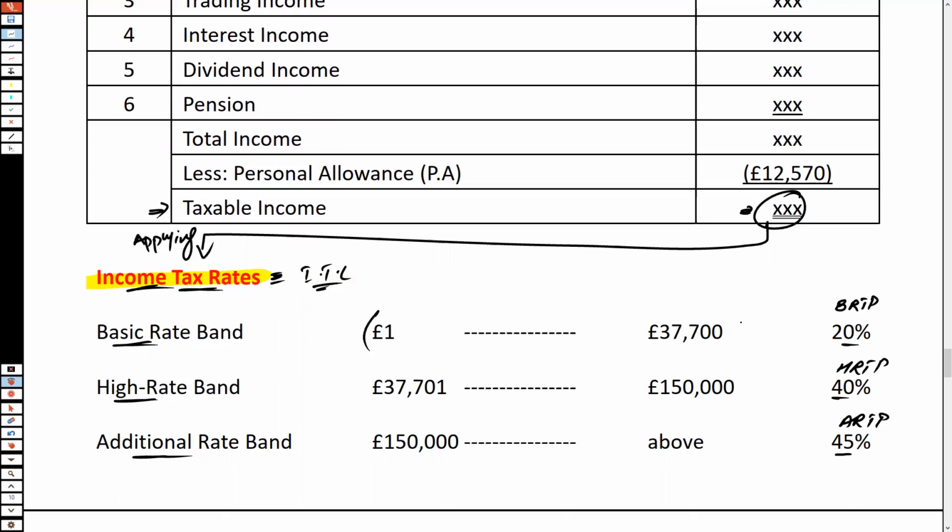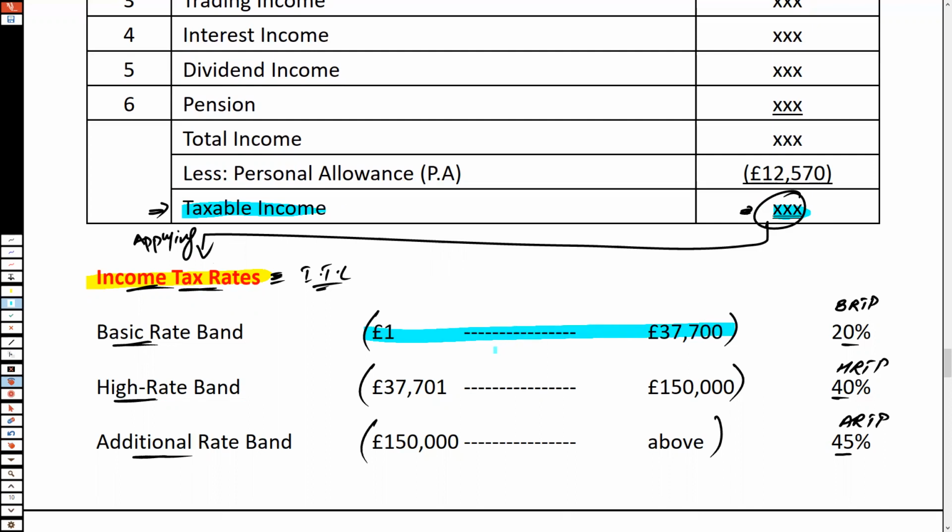But these rates are applied in the form of bands. If a person's taxable income, I'm talking about this taxable income, is in between these band limits, then 20% is applicable. If additional taxable income is falling in these band limits, to this extent, the tax rate will be 40%. And if the taxable income is more than 150,000, then any amount which is in excess of 150,000, that taxable income is subject to tax at 45%.